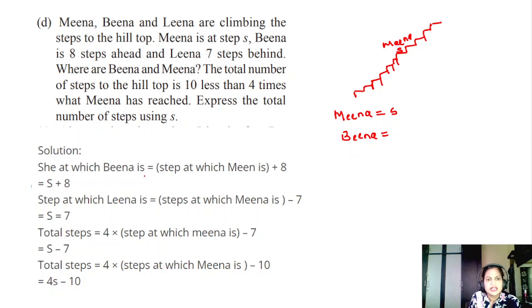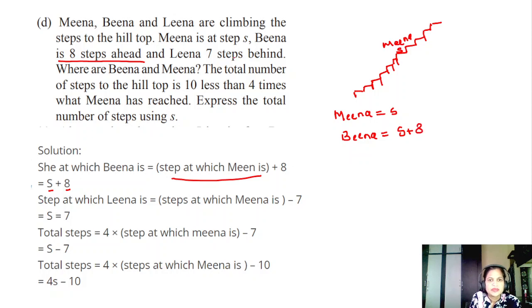the step at which Meena is plus 8. Beena is 8 steps ahead, so the step at which Meena is plus 8. Meena is at S step plus 8. So Beena is equal to S plus 8.